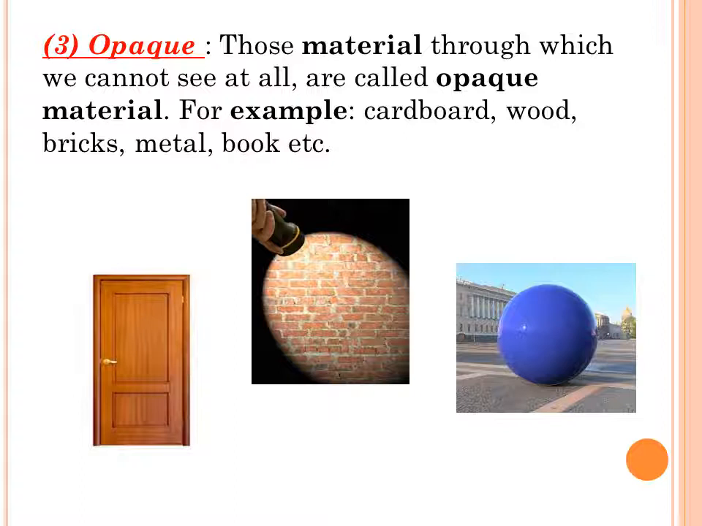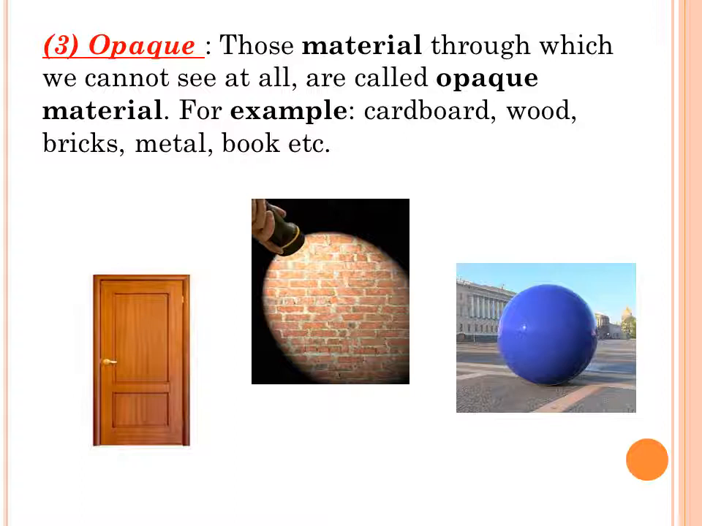For example, we have cardboard. If you keep a cardboard, we can't see what is on the other side of the cardboard because it is an opaque material. Even wood. That's why doors are made of wood, so that no one can see through the door. If the door is not there, we just put a thick curtain. In that case also the other part is not seen. Even bricks, metals, books, even we people are also opaque material.